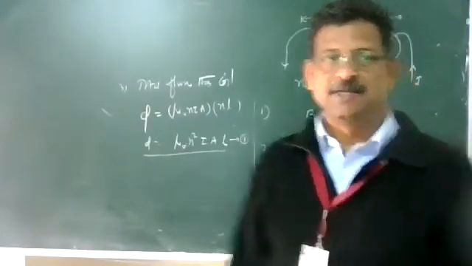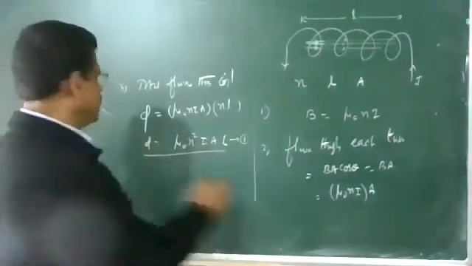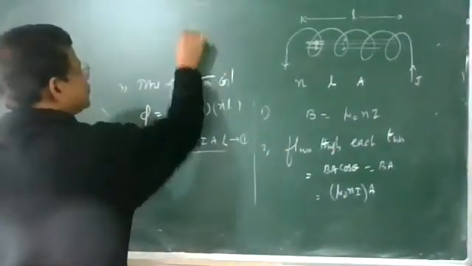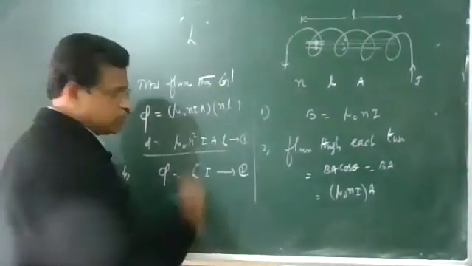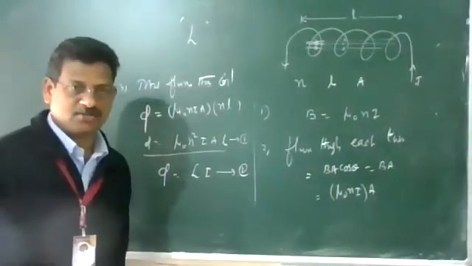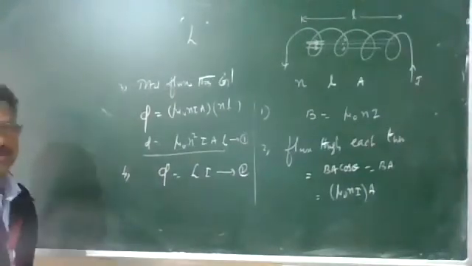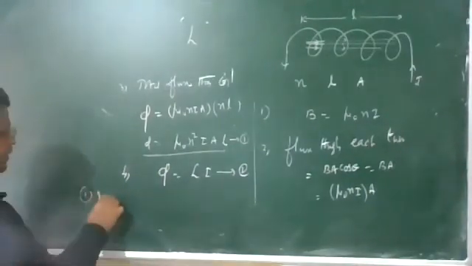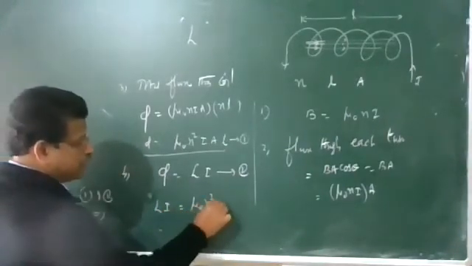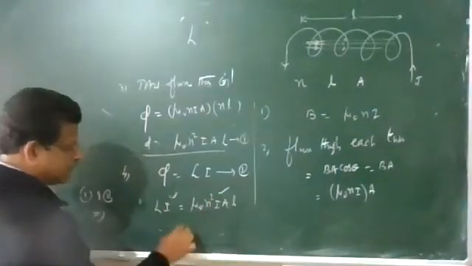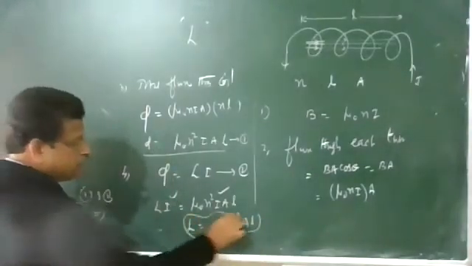Next, the flux can also be calculated by relating to the self-inductance of the coil. If L is the self-inductance of the coil, then phi can also be written as L into I. Equation number 2: if L is the self-inductance, then flux through the coil is equal to self-inductance times I. So you can compare equation 1 and 2. By comparing, L I is equal to mu naught n squared I A l. I cancels from both sides, L equals mu naught n squared A l. So this is the equation for self-inductance.